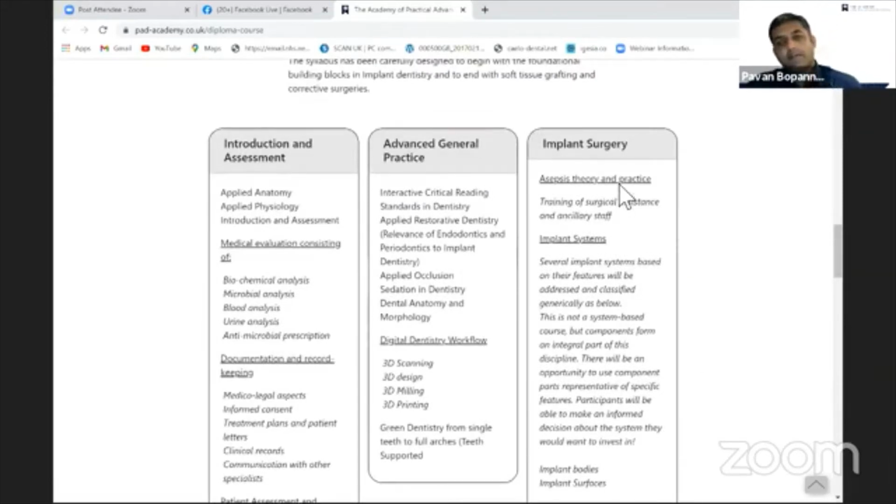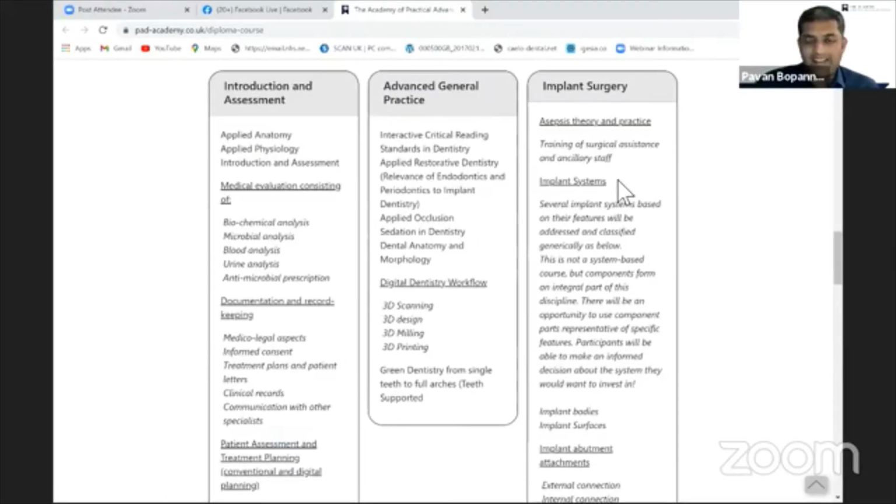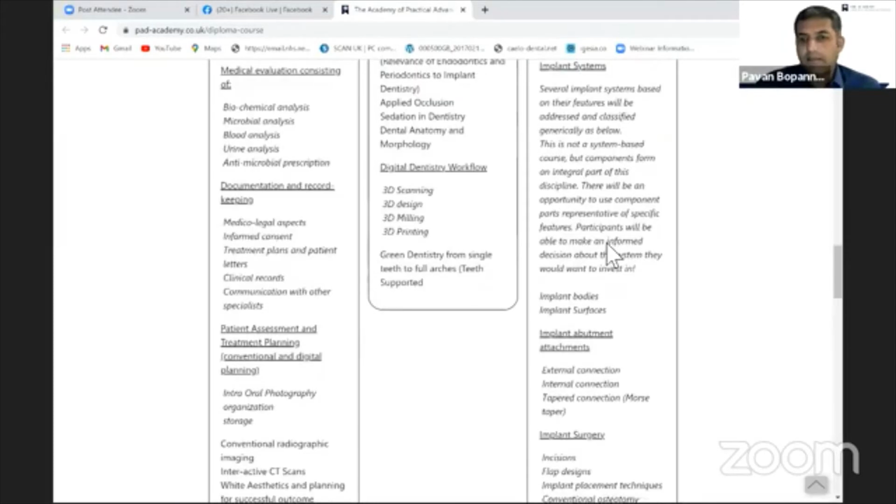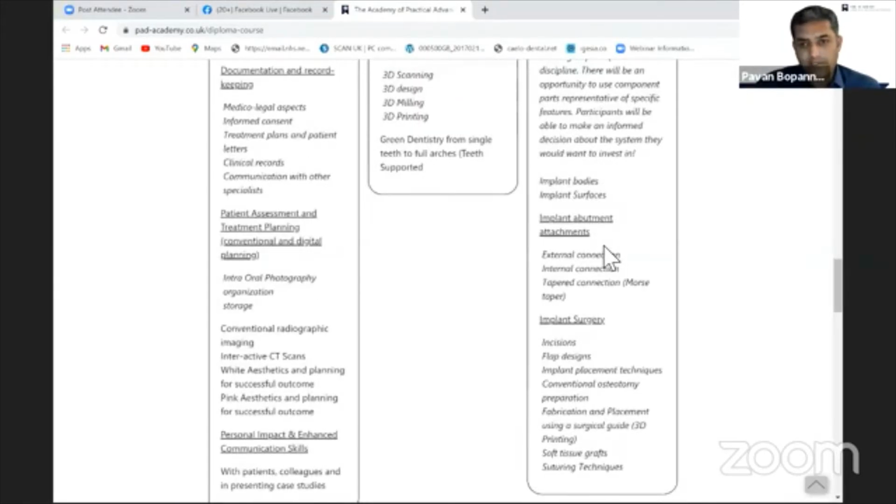The third module is implant surgery. Asepsis is a big part of implant surgery, so we do spend a day on that. And then we'll obviously discuss various implant systems, and we will help you choose and pick the right one. Implant abutment connections are very, very important, so we will look into that in great detail.